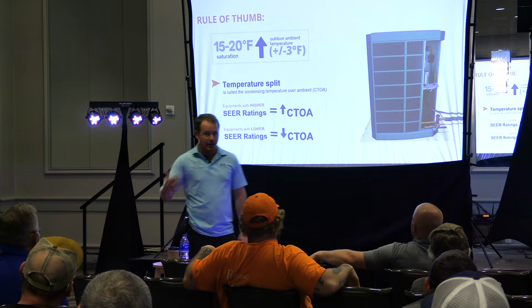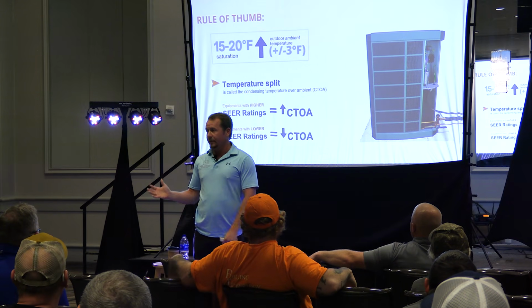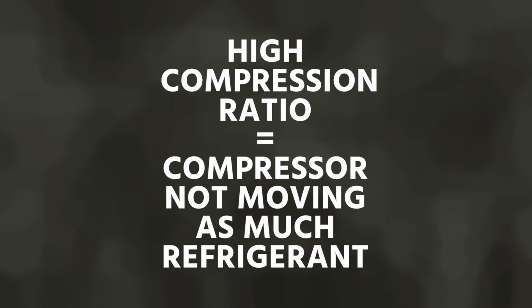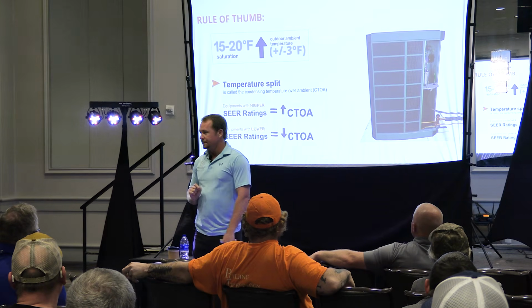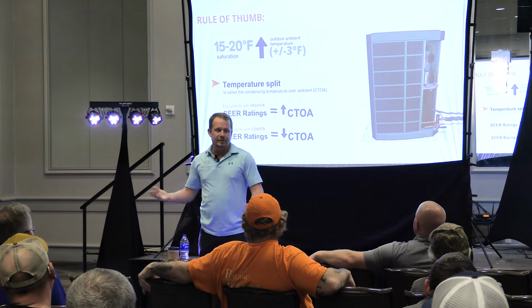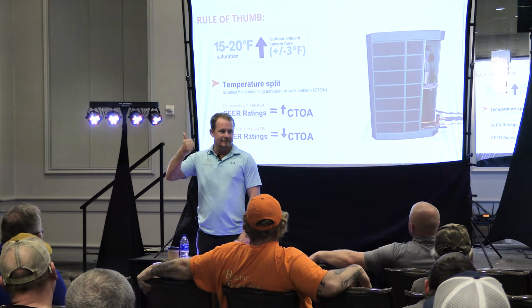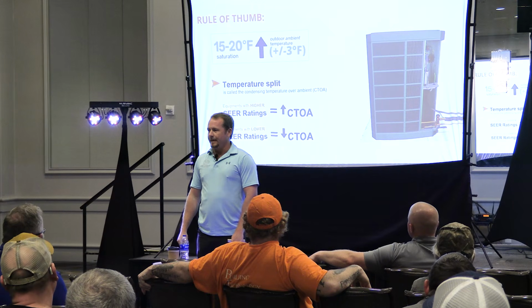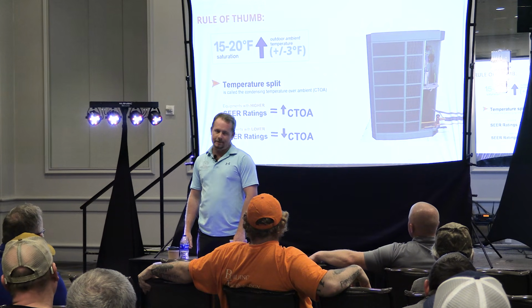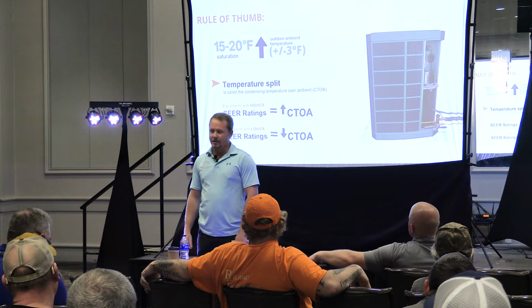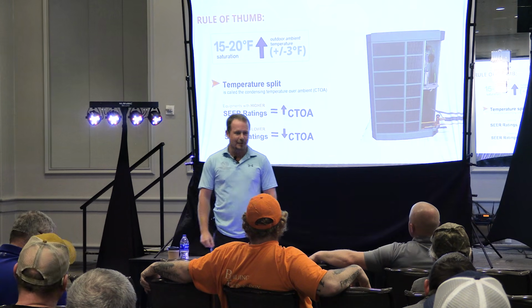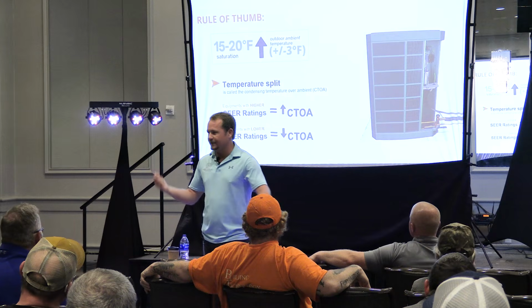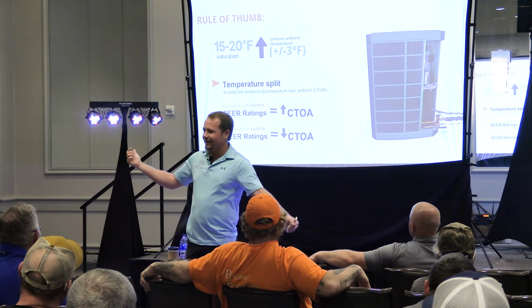When we have higher head pressure, from a very practical standpoint, the easiest way to think about this, another heuristic, is high compression ratio equals compressor not moving as much refrigerant. So kind of obvious it's not going to perform as well. So why, when you look at the performance charts on a piece of equipment, the amount of BTUs that it moves on hotter days, it moves fewer BTUs. Why? Because the head pressure is higher, compression ratio is higher, compressor's moving less Freon. If you're going to call it Freon, that's fine with me. It's moving less refrigerant, right?